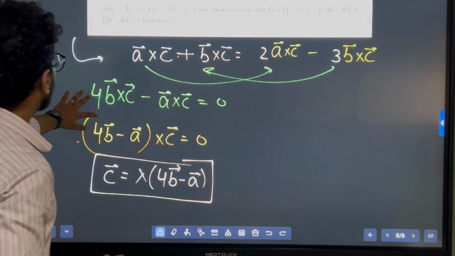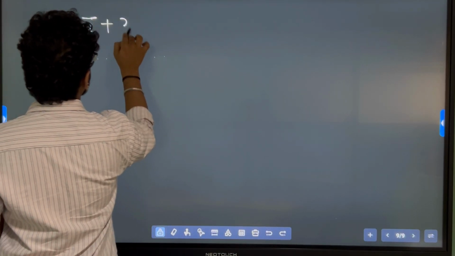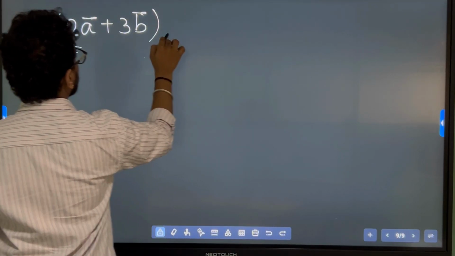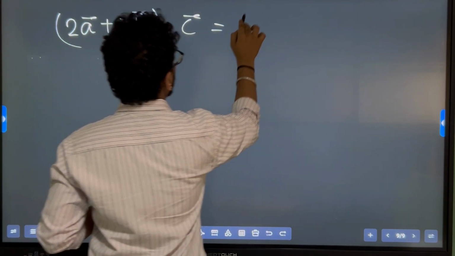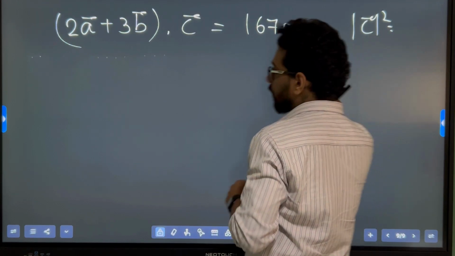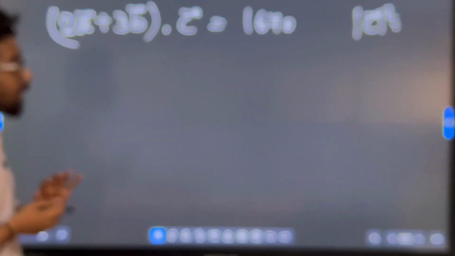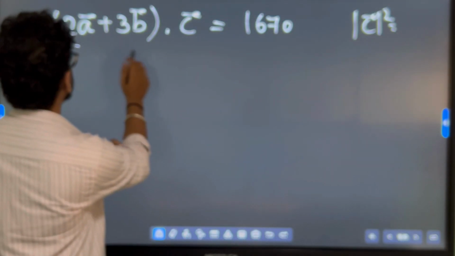Now, the next part is 2A plus 3B dot C is equal to 1670, and we have to find out this part. Obviously we have introduced lambda, so we have to get the value of lambda, and I guess this is the only possibility from where we can solve this.